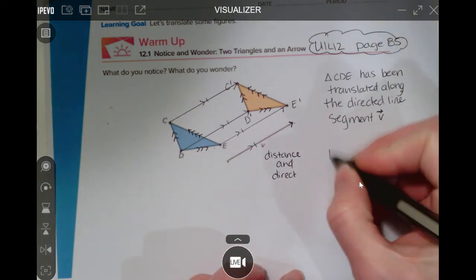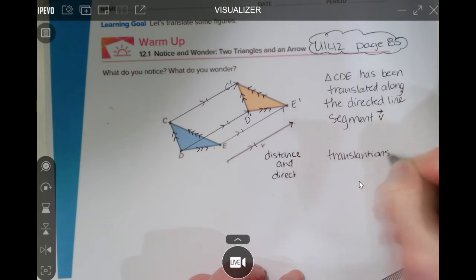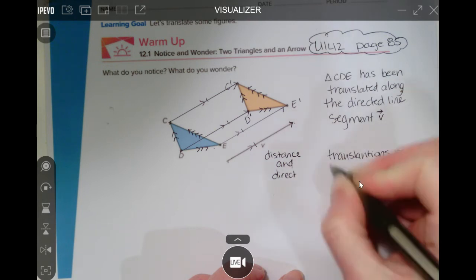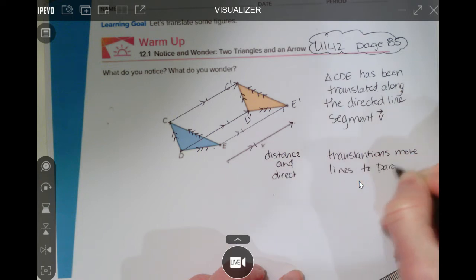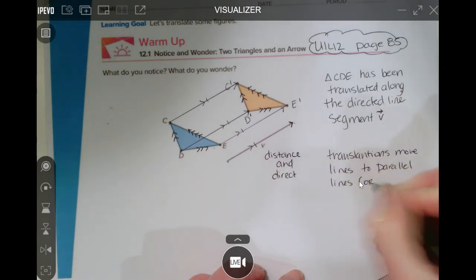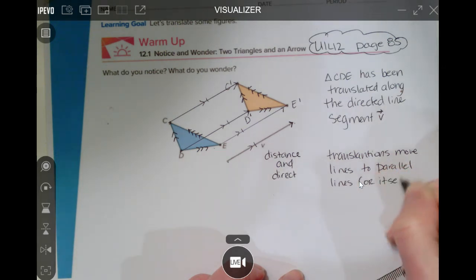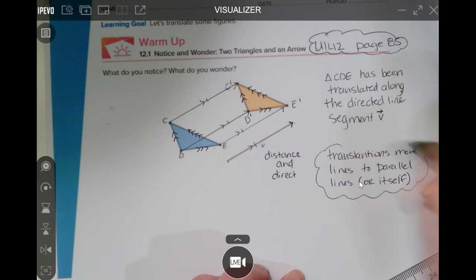So translations move lines to parallel lines or itself. And we'll talk about that in another activity. So translation moves a line to a parallel line.